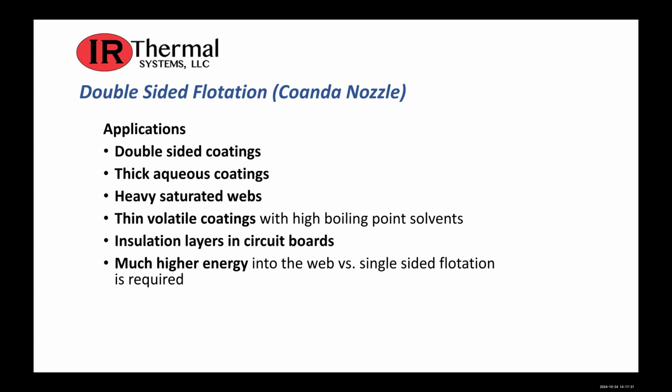This is most often used for double-sided coatings, very thick, heavy aqueous coatings, or heavy saturated webs. It can also be used for thinner volatile coatings that have high boilers, where you're not worried about them flashing off, because it does have a very high energy input. You'll see this type of nozzle used on insulation layers for circuitry, where you're trying to drive off every last little bit of solvent within a thin coating.